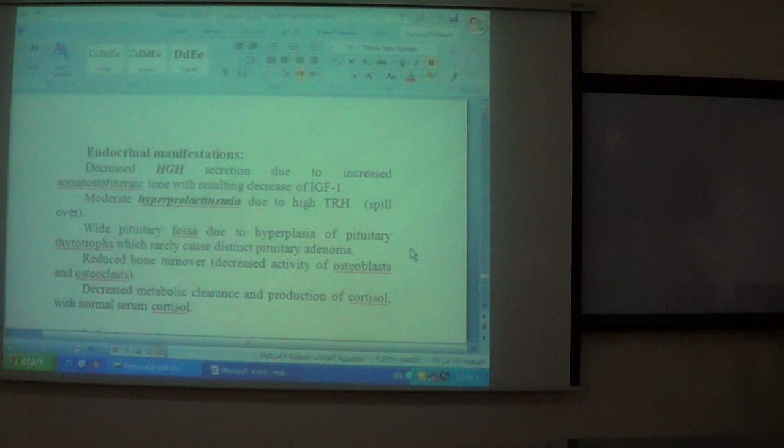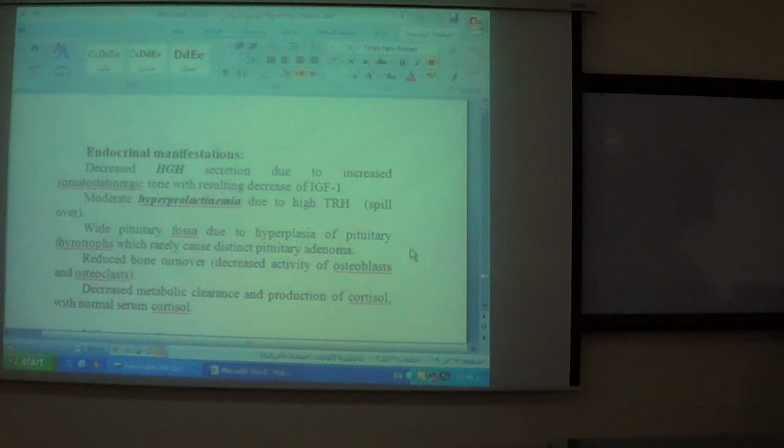Endocrine manifestations, this is maybe the last category of manifestations. Other endocrine glands may be affected also, besides the thyroid gland. Decreased human growth hormone secretion due to increased somatostatin tone, with resulting decrease in IGF-1, or somatomedin C. May explain the short stature of cretinism in these patients.